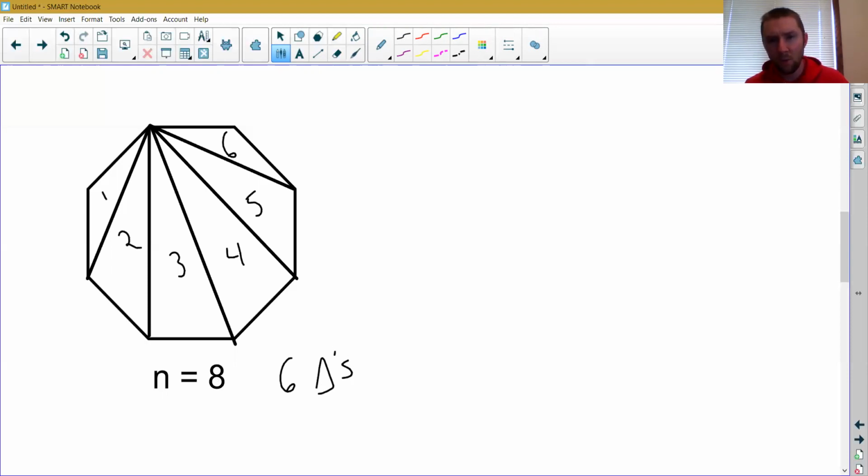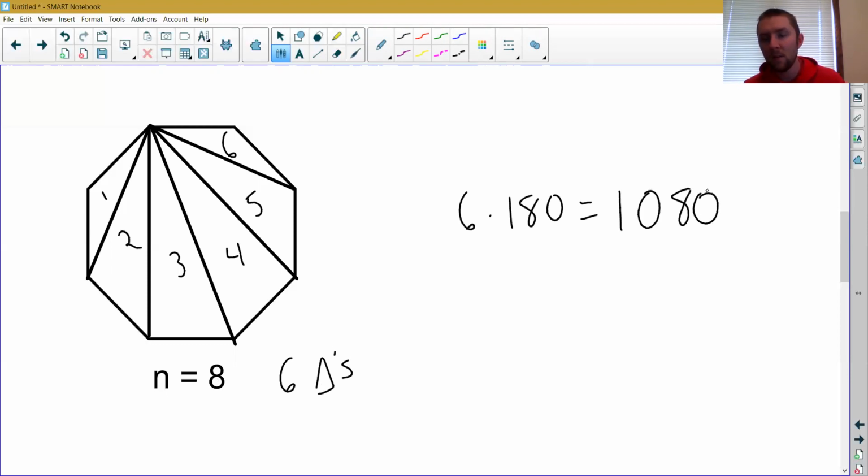And so the sum total is 6 times 180 for each triangle, which is going to be equal to, I believe, 1,080 degrees. So that's the sum total of all 8 interior angles. So, you know, one at this corner, one at this corner, one at this corner, one at this corner, and so on all the way around the shape. These 8 angles all added together equal 1,080 degrees, okay, no matter what, because it's an 8-sided shape and I can always divide it into 6 triangles.